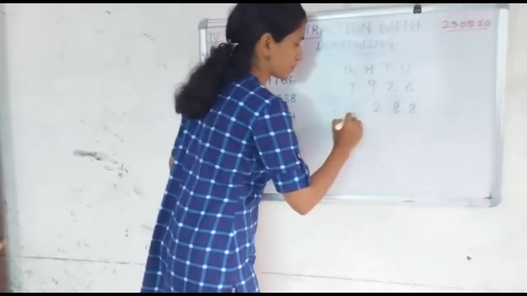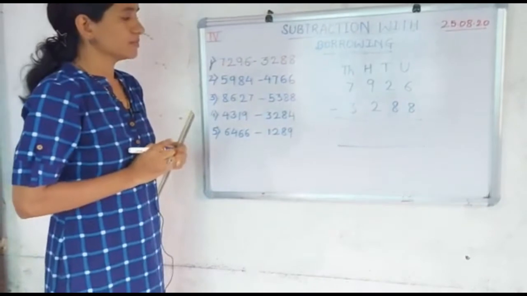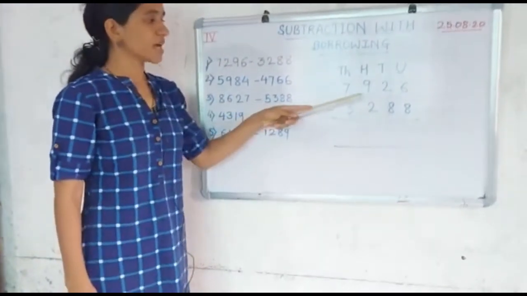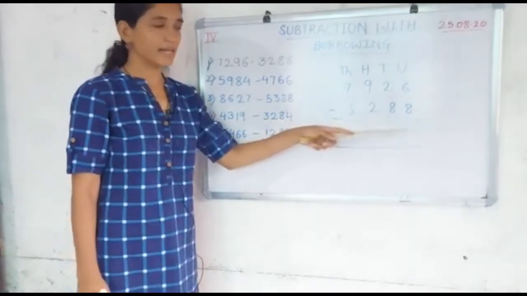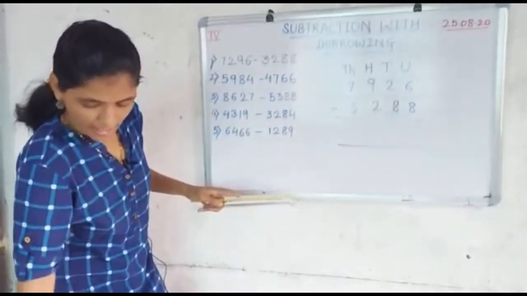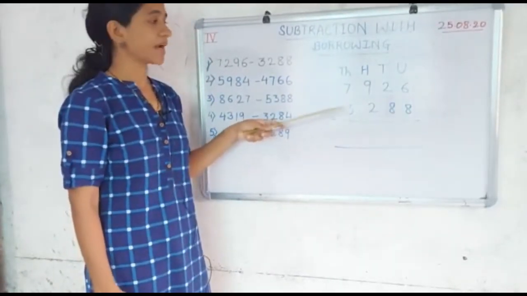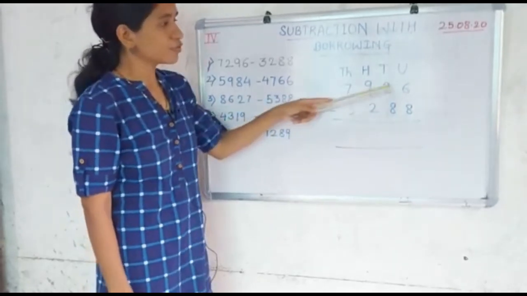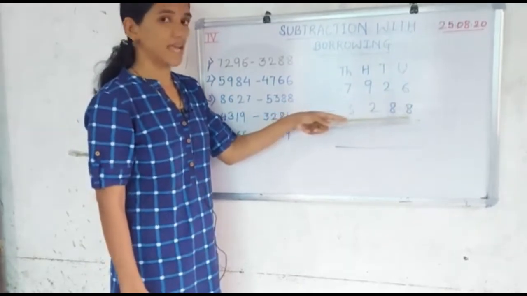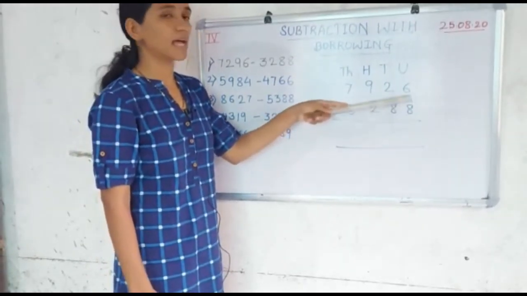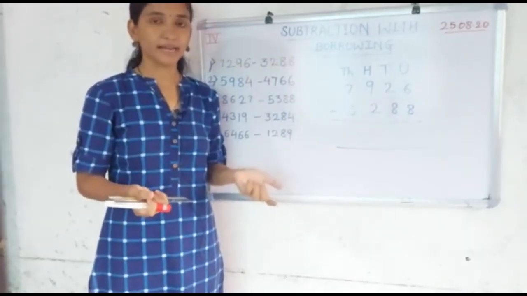Put the minus sign, and now we are going to solve this question. So basically 7926 is a bigger number than 3288. As per the subtraction rule, the smaller number we subtract from the bigger number. But if you see the units place, 6 is smaller than 8 and 8 is bigger than 6. So now from 6, how are you going to subtract 8?